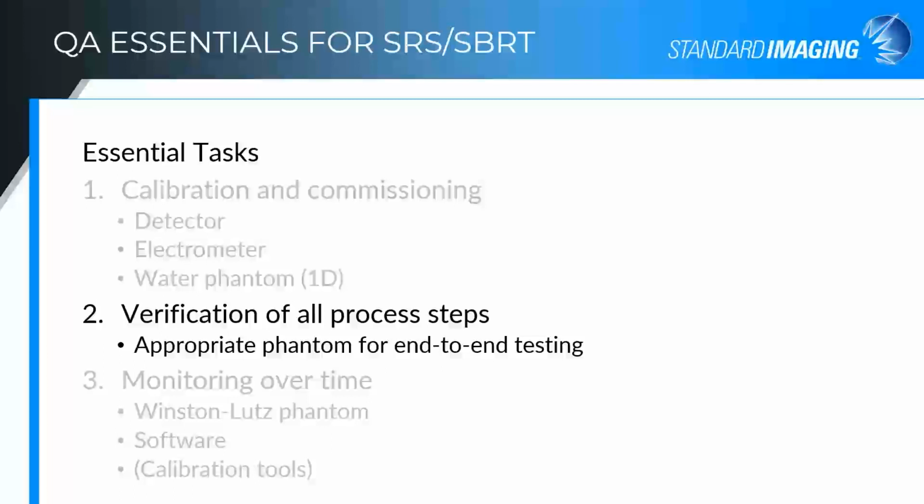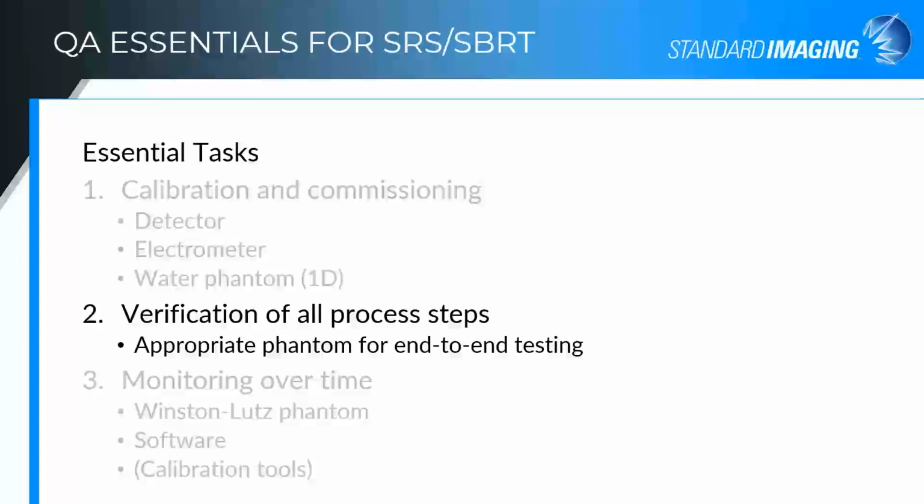Fingers crossed, you're not walking into a situation where the doctors immediately want to do multiple metastases with a single isocenter in the brain. No, please don't do that. I don't have any brain cells to spare. Let's make sure we're doing QA right and using the right tools for the QA, right?